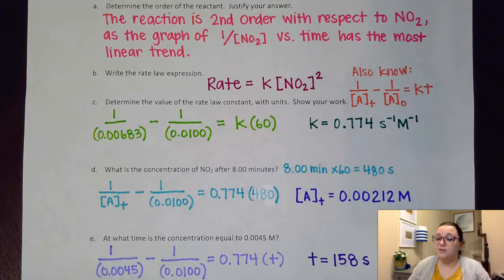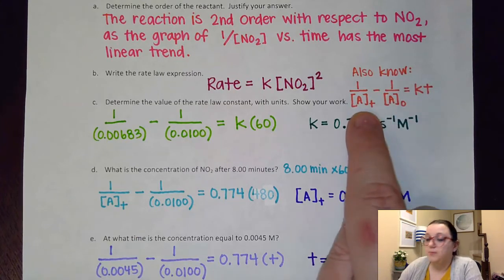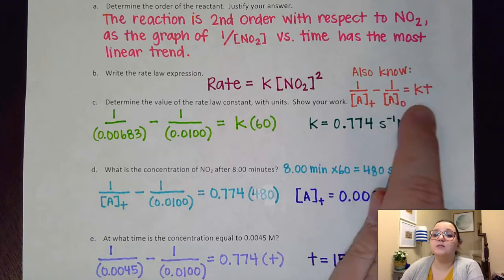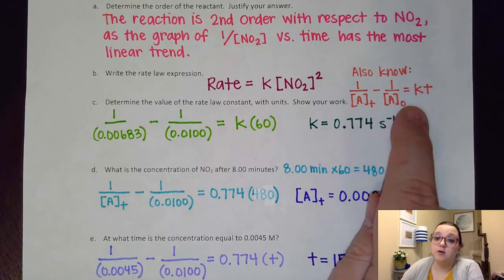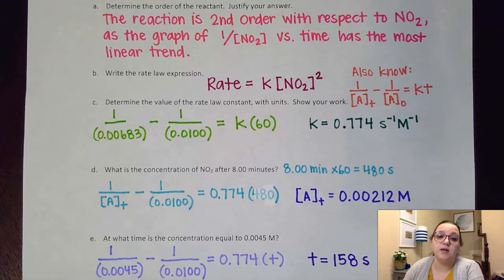Now, the problem is I don't have rate data, and so therefore I need to use some integrated formulas in order to figure out what these rest of the components would be. So I know that because it's second order, this is my appropriate integrated equation. And so you'll notice that I use that equation on all the rest of these problems. So the next one says, hey, determine the value of the rate law constant with units.